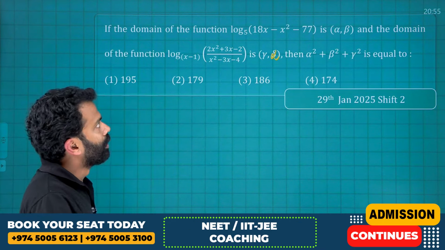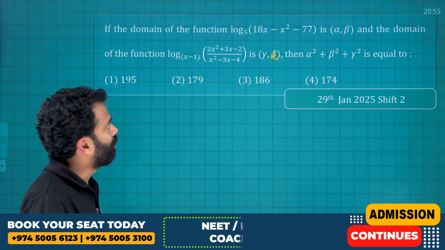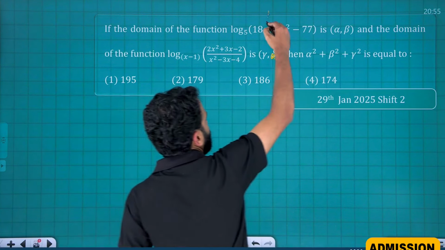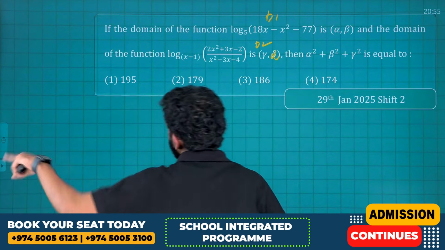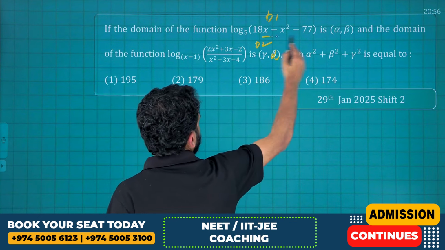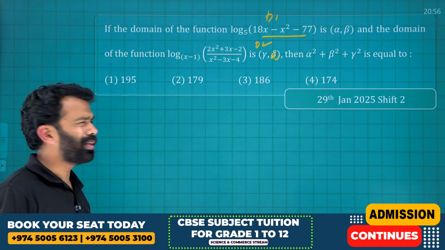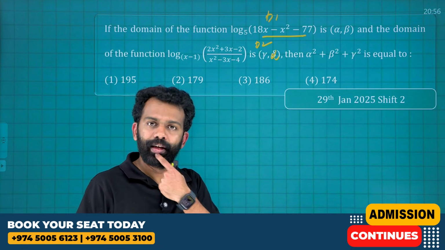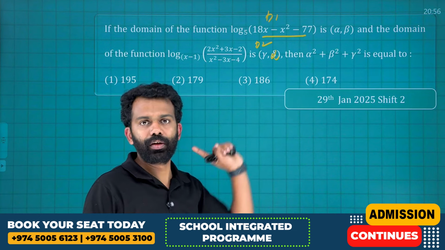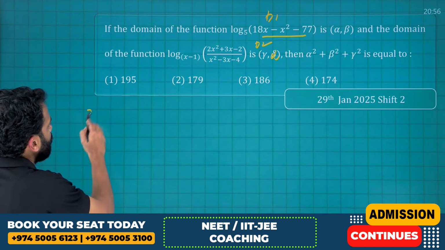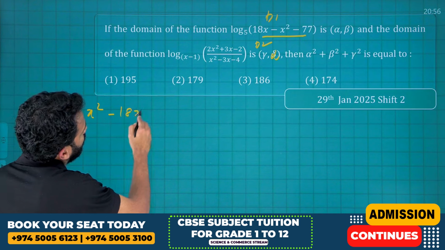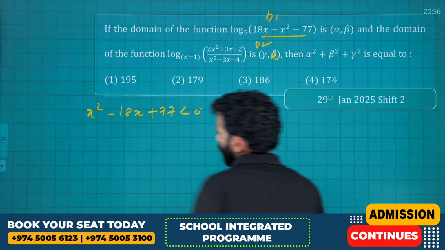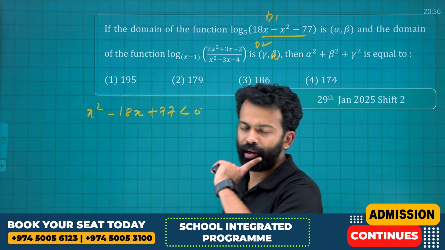Okay. Again, two functions, finding D1 and D2 and the intersection. So D1 first. This is D1. The domain is D1 and this is D2. Let's operate D1 first. So this should be greater than 0, right? Since the sign of x square is negative, I am multiplying both sides with a negative number to make it positive. Therefore, the inequality sign will change. Therefore, it will be like x square minus 18x plus 77 is less than 0.